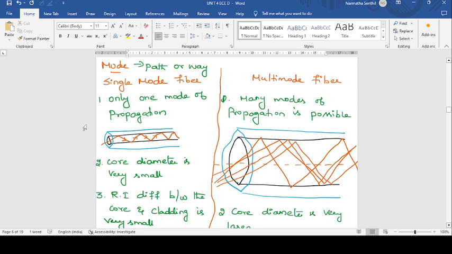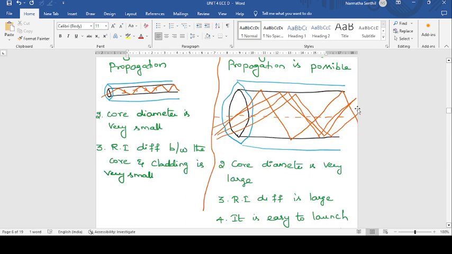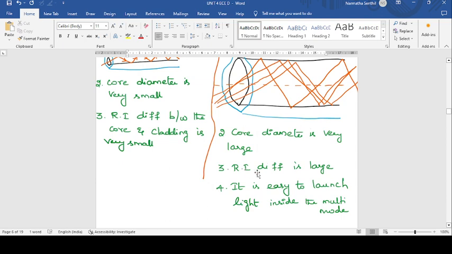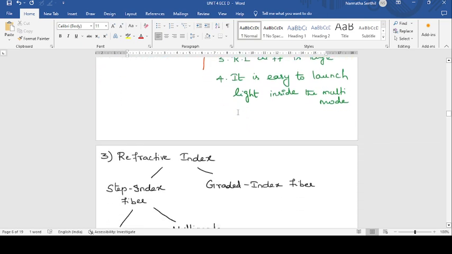Multi-mode fiber is just the opposite of single mode fiber. Here many modes of propagation are possible, that is, many pathways are available for the light to transmit. Core diameter is very large and the refractive index difference is also very large. So in multi-mode fiber it is very easy to launch the light inside the fiber.